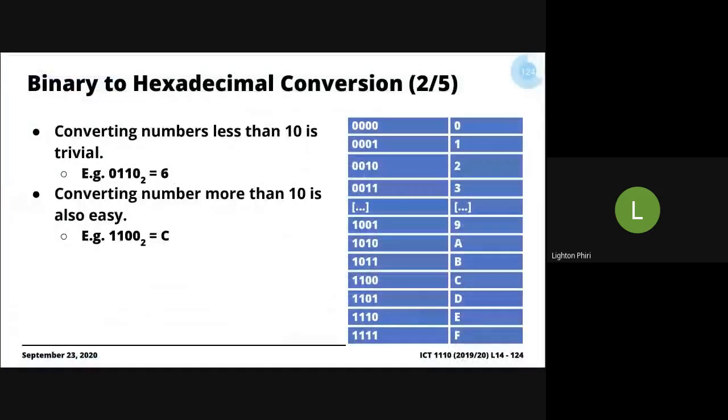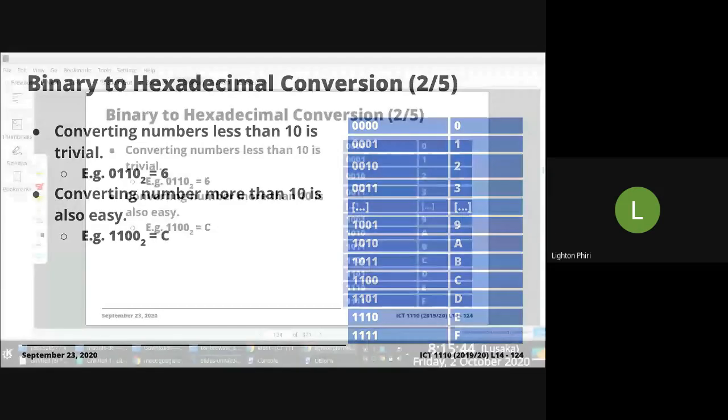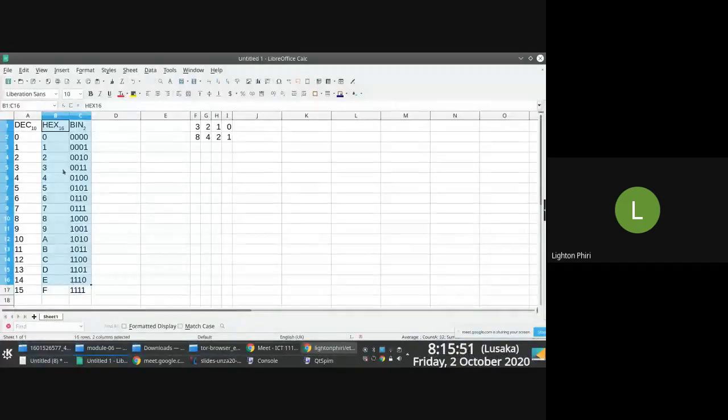So if you look at these pretty trivial examples here, like 0, 1, 1, 0, you just have to form a mental picture of all these 16 hexadecimal symbols and their equivalent binary mappings. It's not that hard once you do it over and over again. But if you're doing this in the exam, you write it down somewhere on a piece of paper like so, right?